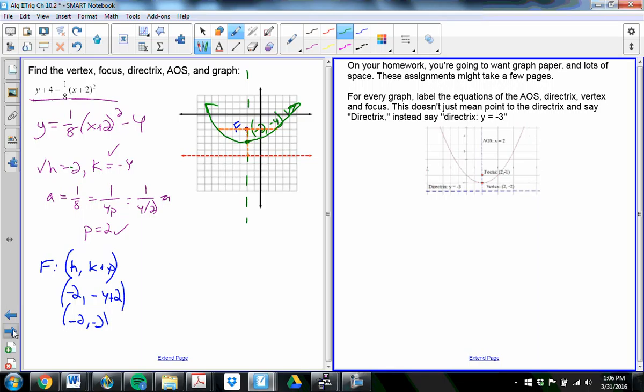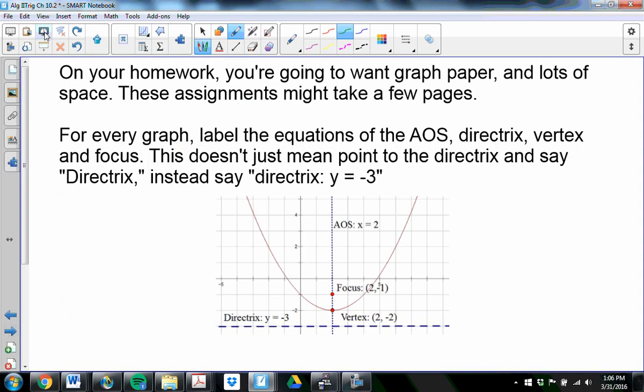As you do your homework, make sure that you find the AOS, the focus, the vertex, and the directrix. Please label them with their actual equations and make nice, pretty graphs with lots of graph paper. You're going to want lots and lots of space.